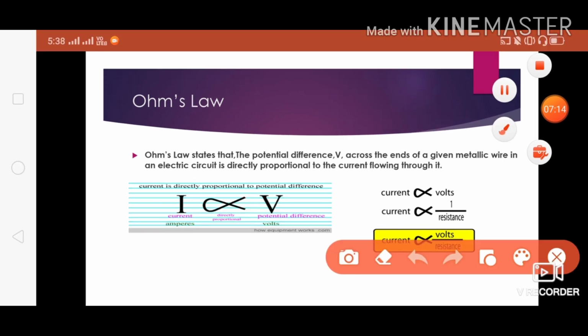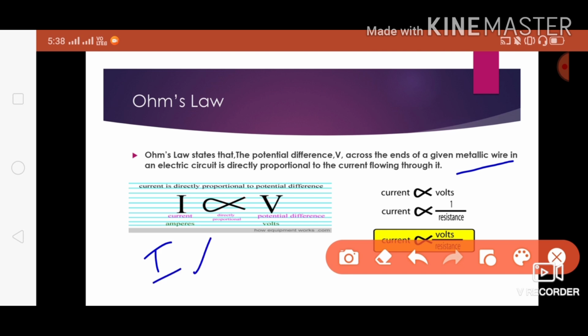Ohm's law states that the potential difference V across the ends of a given metallic wire in an electric circuit is directly proportional to the current flowing through it. Or else you can define it in terms of current also: Ohm's law states that current is directly proportional to voltage and current is inversely proportional to resistance. So you can define it like this also. I hope you people are understanding.